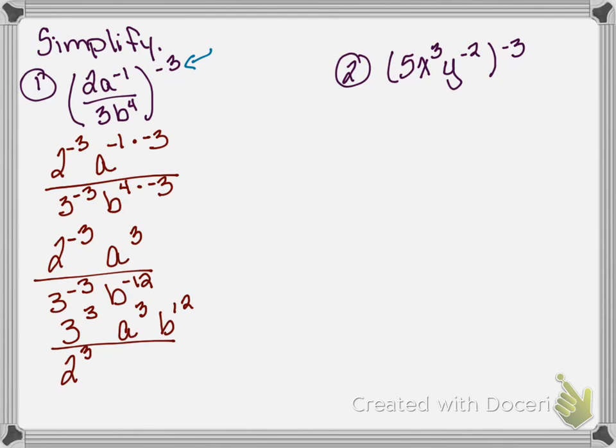Now, if you left it like this, 3 to the 3rd times a to the 3rd, b to the 12th, over 2 to the 3rd, I would give you full credit. But 3 to the 3rd and 2 to the 3rd can be simplified. 3 to the 3rd is 27. So I have 27, a to the 3rd, b to the 12th, and 2 to the 3rd is 8. Any questions on that one?